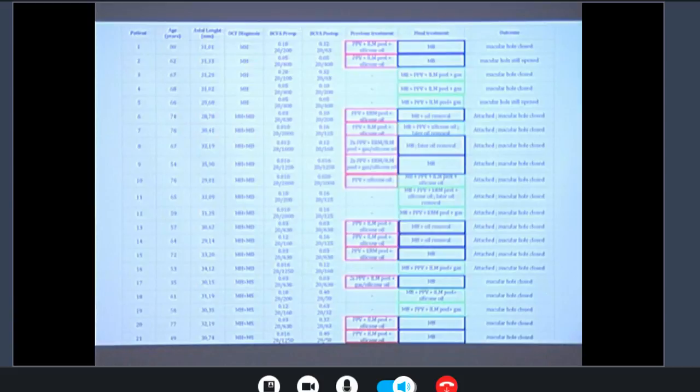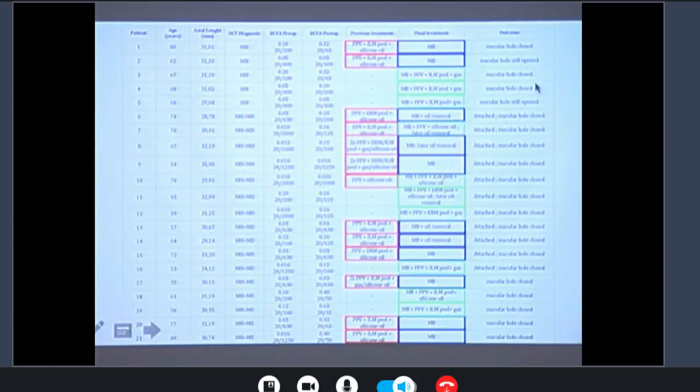You can see here that some of the patients were operated previously twice. For example, this patient here, we try again injecting oil to solve the problem. It didn't work, so we always end up doing multiple surgeries to be able to flatten the retina and to keep the retina attached after silicone removal.